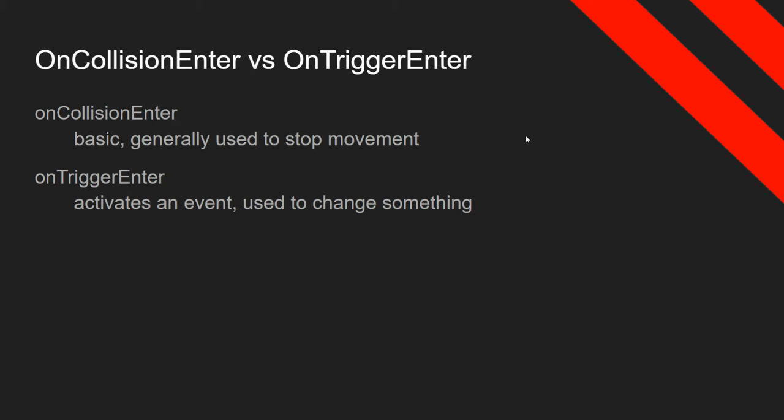When you're writing scripts, Unity has two built in functions that you can call. One of them is on collision enter, and this is the most basic kind of event, like stopping movement. And then there's on trigger enter, which is usually used to change something.